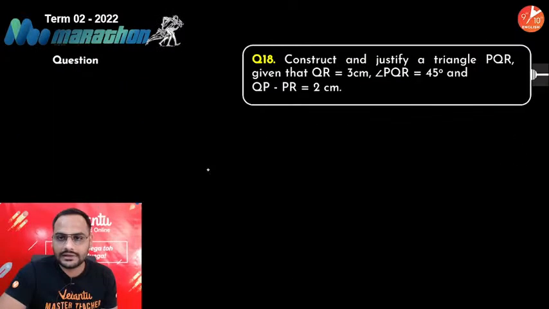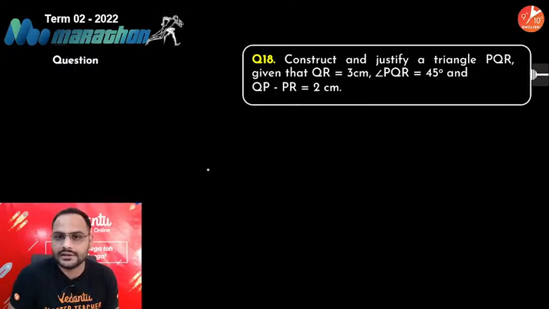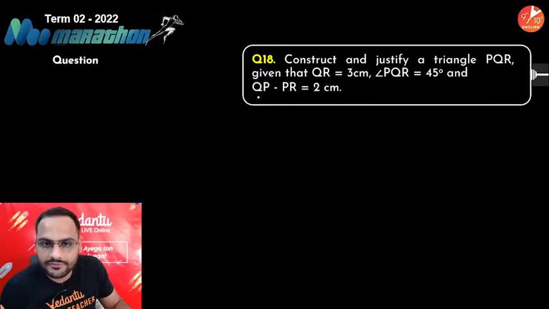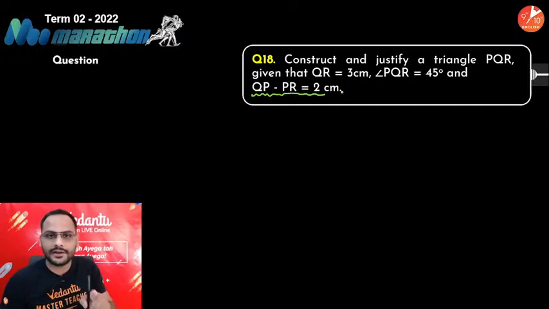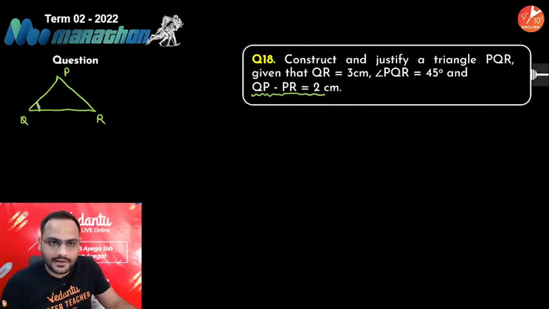Alright बच्चों, next चलते हैं. Construct and justify a triangle PQR given that QR is 3 cm, angle PQR is 45 degrees and QP minus PR is 2 cm. Now see, whenever difference of sides is given, it is very important कि भाई ये कौन सा वाला करना है अपने को, है ना? दो मेथड है. तो let's draw a rough diagram. Rough diagram से we'll get the idea. QR is your base, QR is my base, and angle PQR, मतलब base angle is angle Q given.